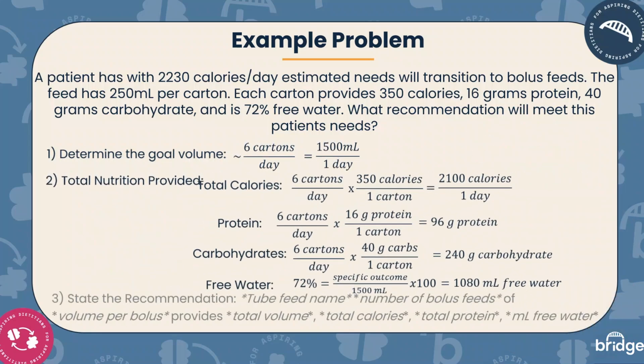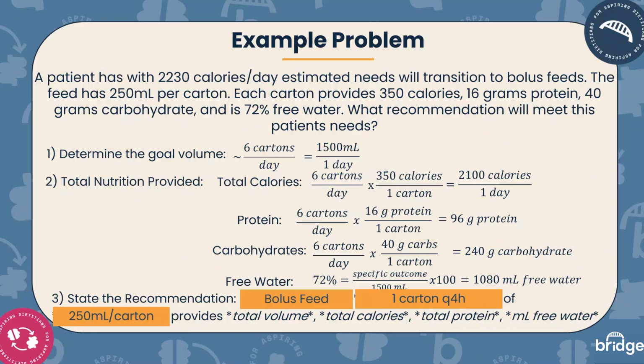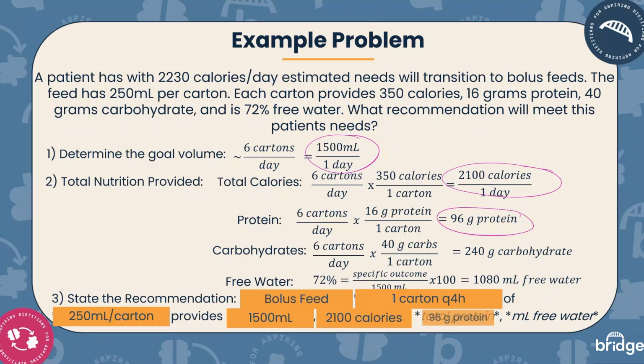So we can get to the point now where we state our nutrition recommendation. We don't know the name of the tube feed here, but we know it's a bolus feed with 250 milliliter cartons. We're giving 6 cartons a day. That's 1 carton every 4 hours, Q4H. The volume per bolus is 250 milliliters because we're giving 1 carton at a time. In total, that's providing a goal volume of 1,500 milliliters every single day. It's giving 2,100 calories every single day and 96 grams of protein. We know that it provides 1,080 milliliters of free water.